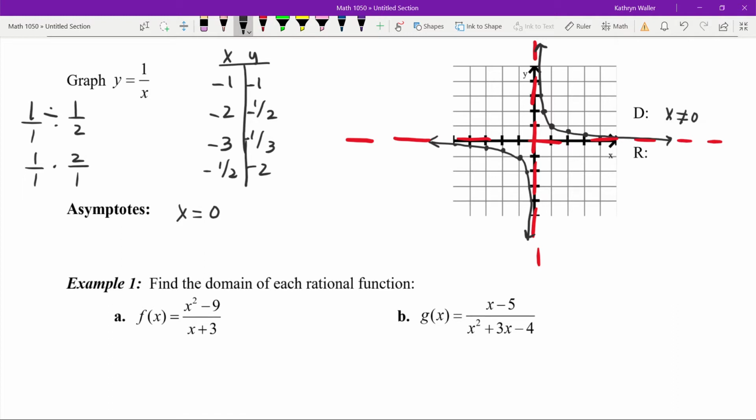Okay. Now, that horizontal asymptote crosses the y-axis. So you're going to go y equals. Where does it cross the y-axis? At a 0. Okay. And now, yes, now we have to find the range.